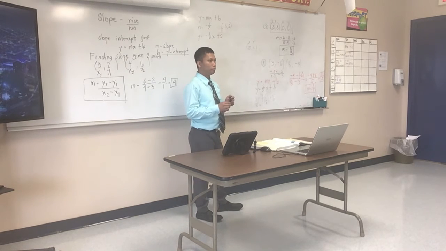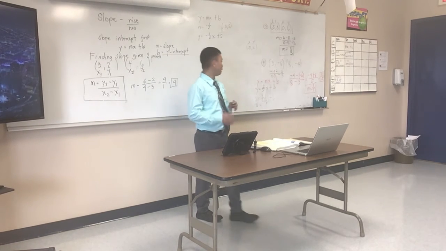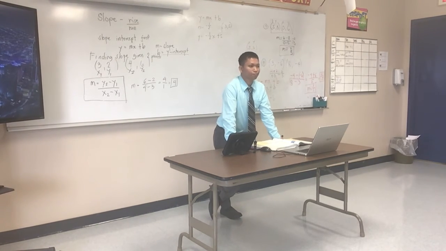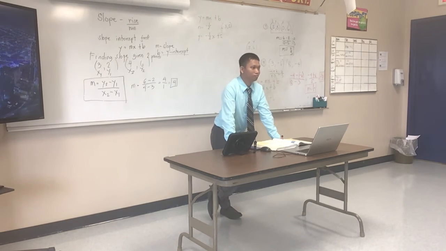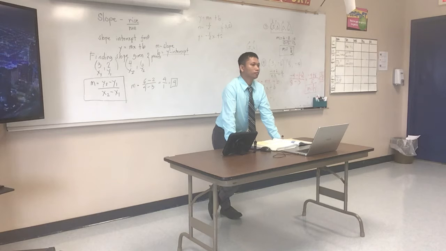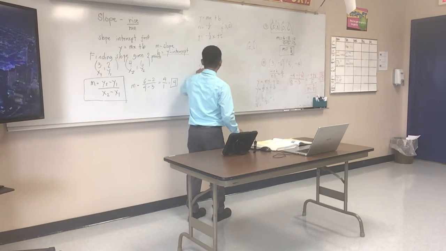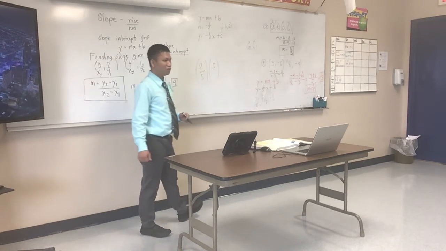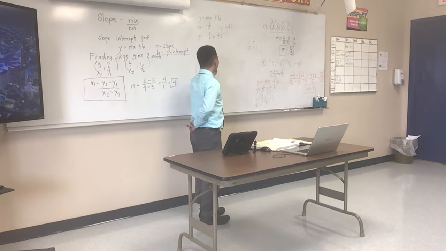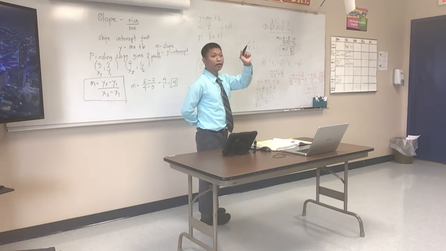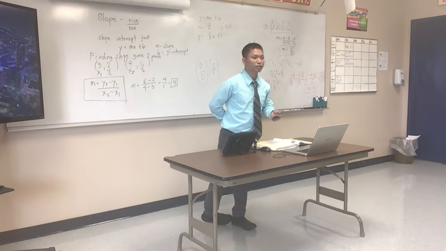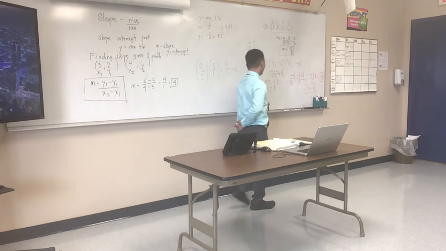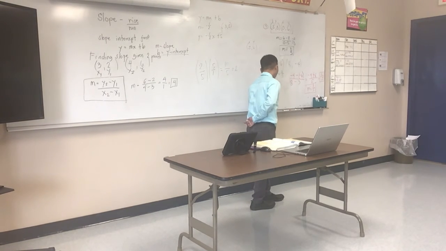What's 2/5 times 5? How do you multiply a fraction with a whole number? The answer is 2. It's 10 over 5, or that's equal to 2. So this will be 2 plus b.